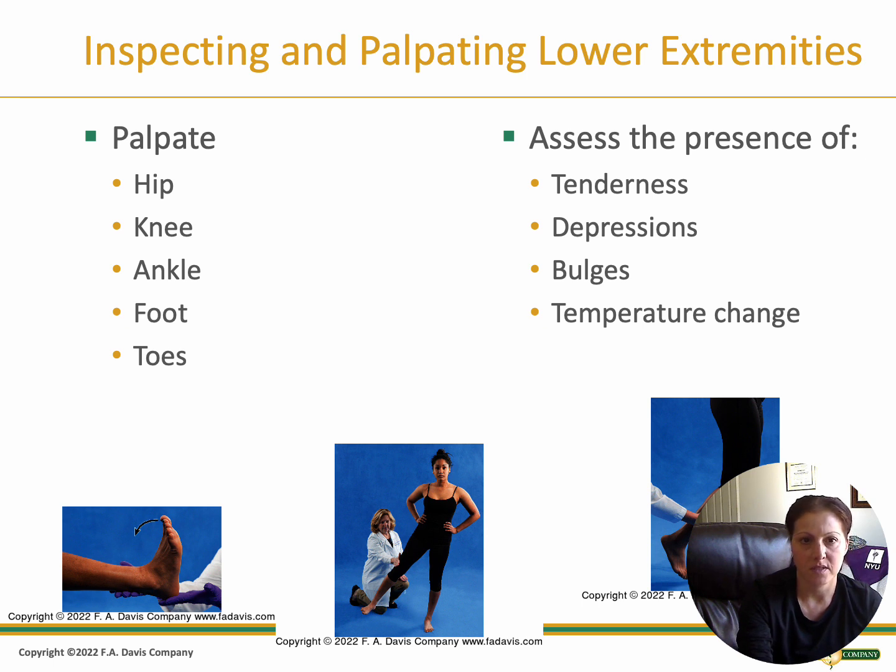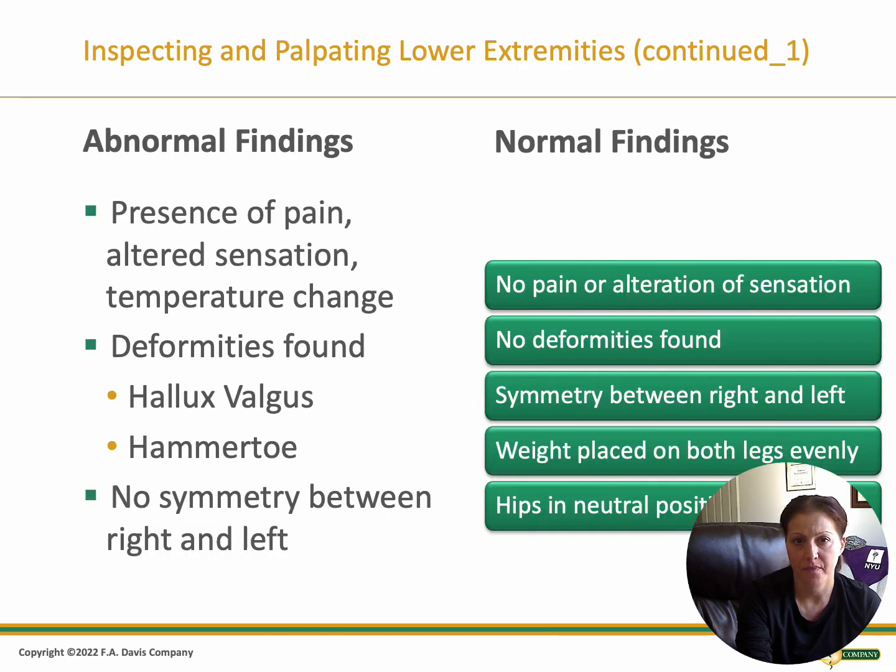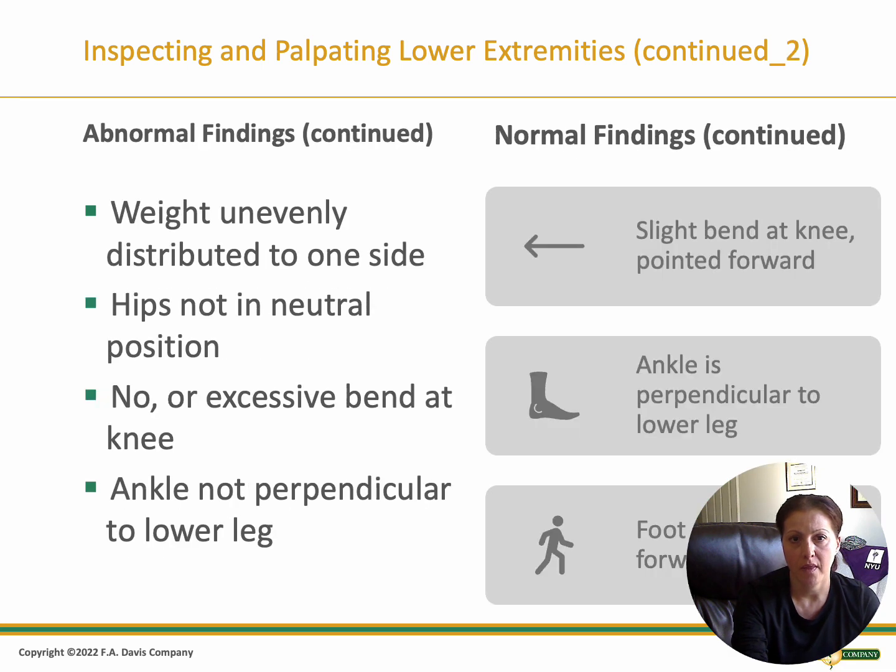And again, assessing for presence of tenderness, depression, bulges anywhere, or any temperature changes. Normal findings should include no pain, no alterations, no deformities. Right and left side should be symmetrical. Weight should be evenly placed on both legs, and hips should be in a neutral position. With some abnormal findings, the weight is distributed unevenly, there is excessive bend at the knee to support one side over the other, and the ankle is not perpendicular to the lower leg.